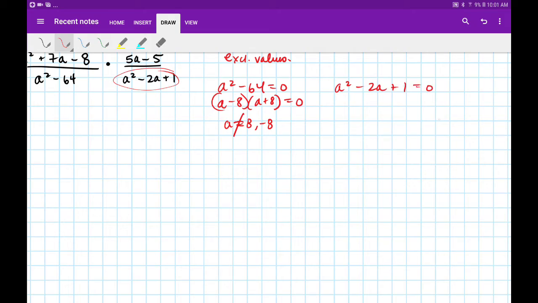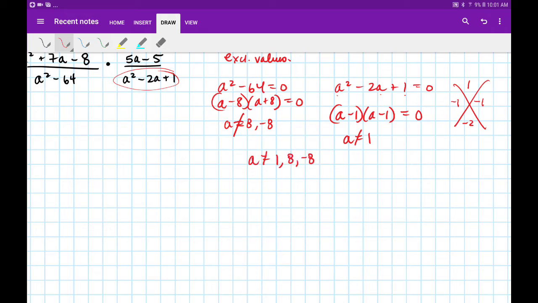But in this case, I'm going to use magic x, because I have 3 terms. So there's 2 numbers that'll multiply to positive 1, negative 1 and negative 1, also add up to negative 2. So that means I have a minus 1 times a minus 1 equal to 0. So a equals 1. And I don't need to write it twice. It's just the same excluded value. So a cannot equal 1 or 8 or negative 8. I just rewrote it all as one list.